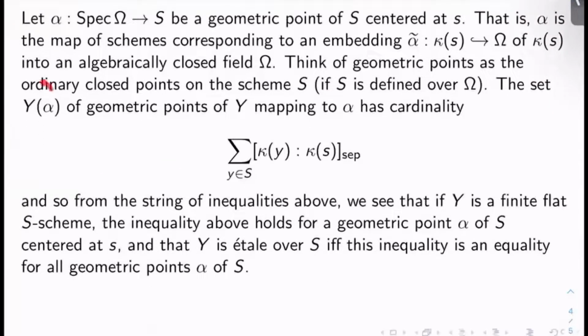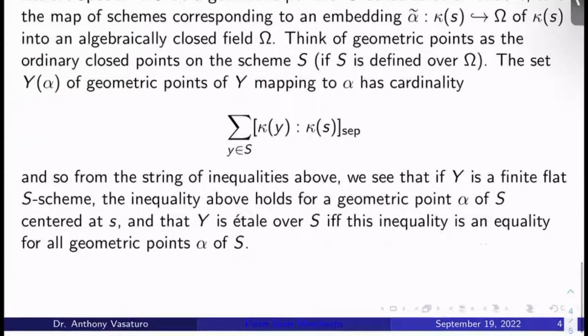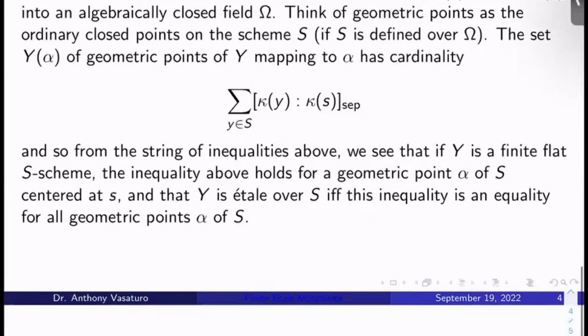Now, the set Y of alpha of geometric points of Y that map to alpha under our given map of schemes from the last slide has cardinality, and this is just a standard fact again from scheme theory, the sum over y in Y_s of the separable degrees of kappa of y over kappa of s. And so from the string of inequalities that we saw on a prior slide, we see that if Y is finite flat as an S scheme, which is part of the definition of finite Etale, so we have to assume that, the inequality above actually will hold for a geometric point alpha of S centered at s.